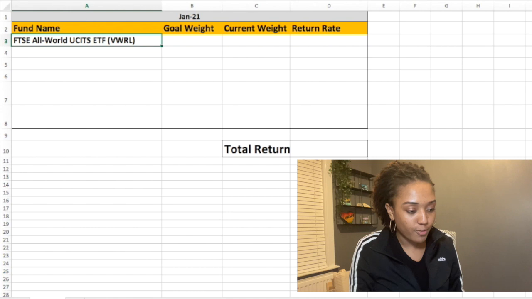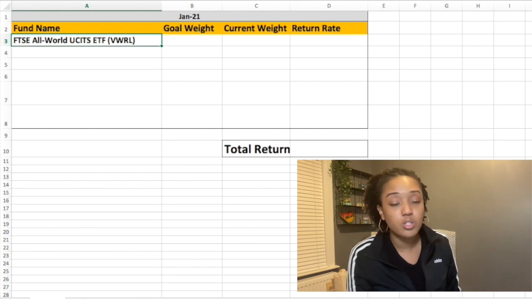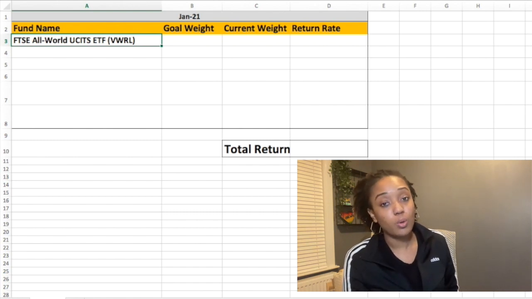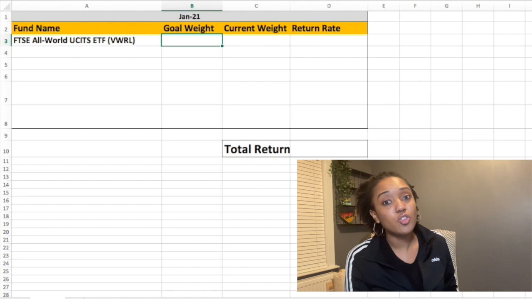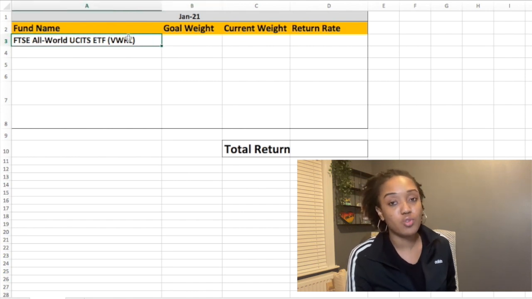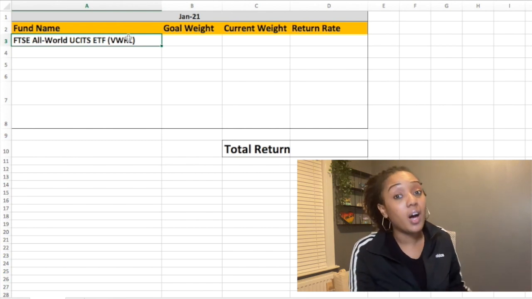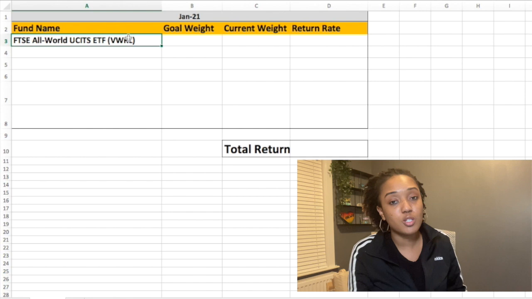Okay, so the first fund that I have is the FTSE All World ETF. So this is a global tracker, and I really think that it's fundamental when it comes to long-term investing that you do have at least one global tracker in your portfolio. Now, of course, this isn't financial advice because I'm not a financial advisor, but the reason why I do this personally is because it spreads the risk.